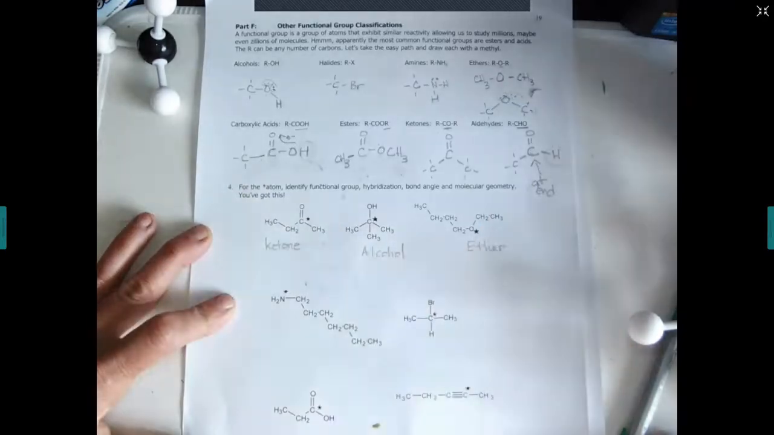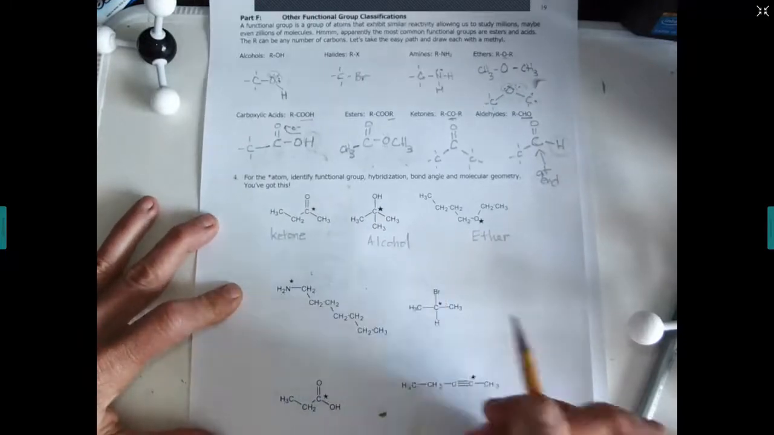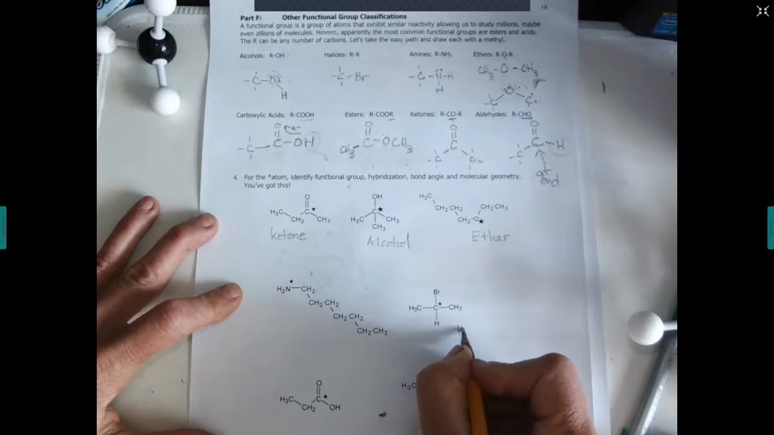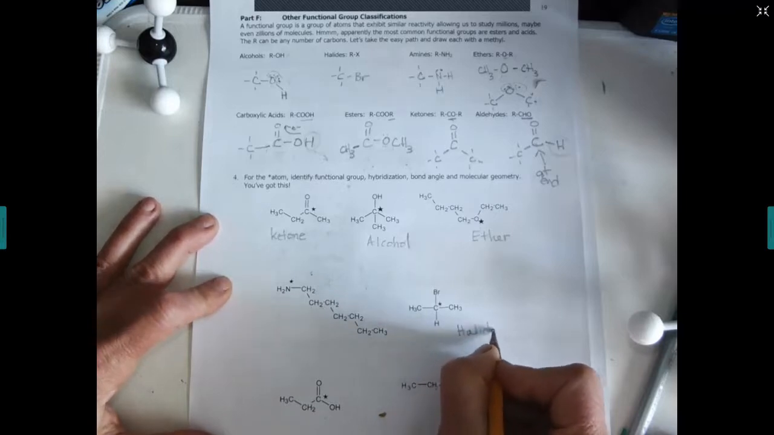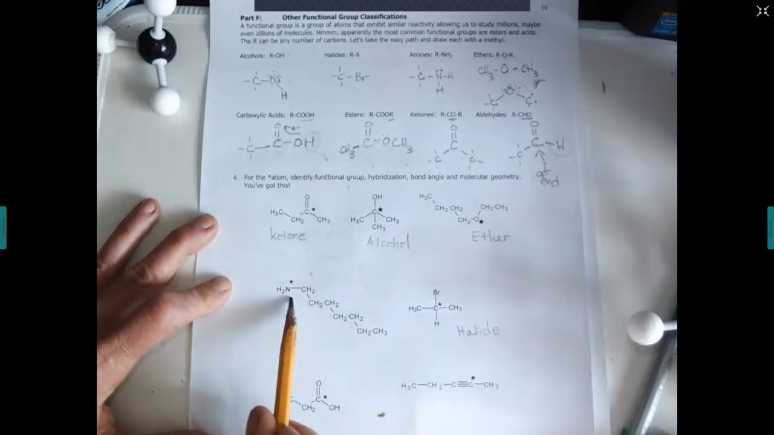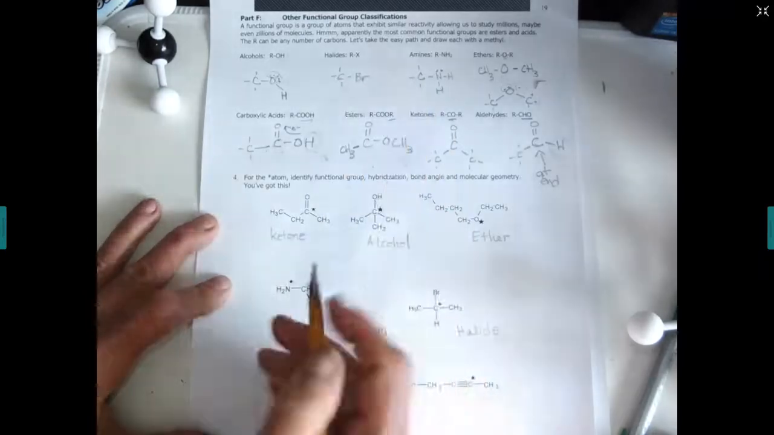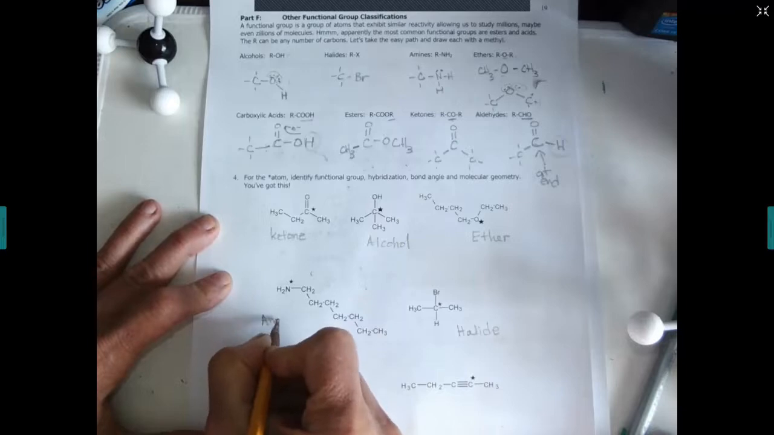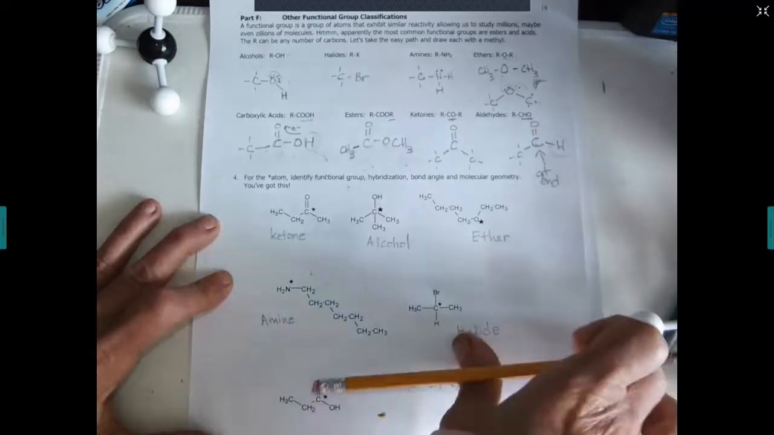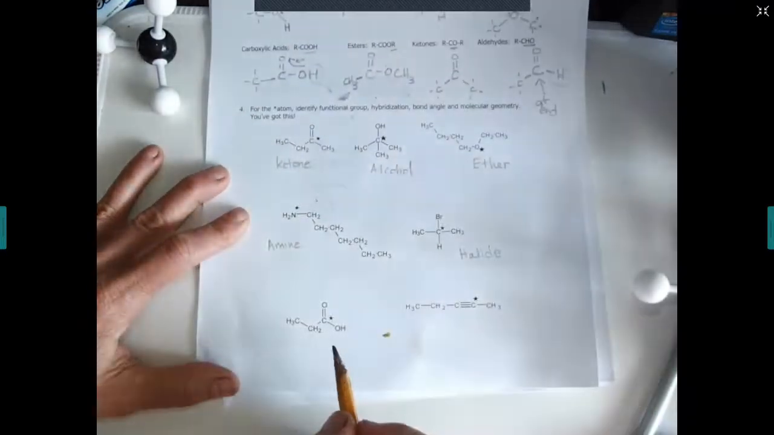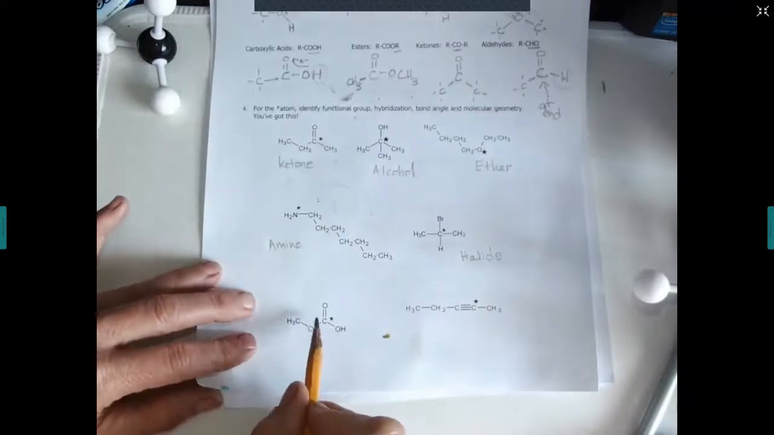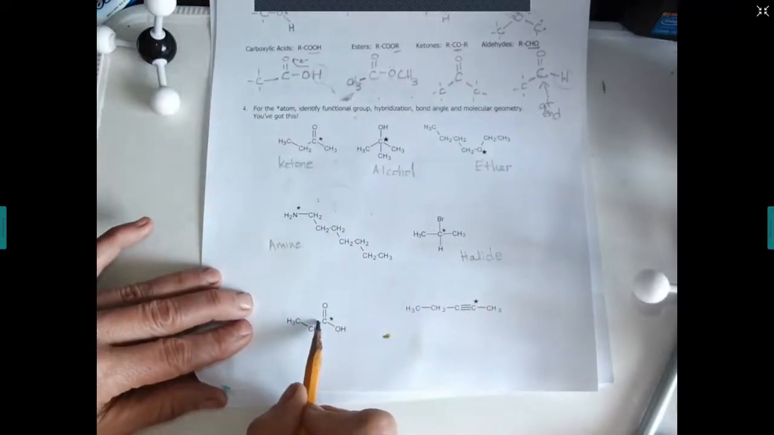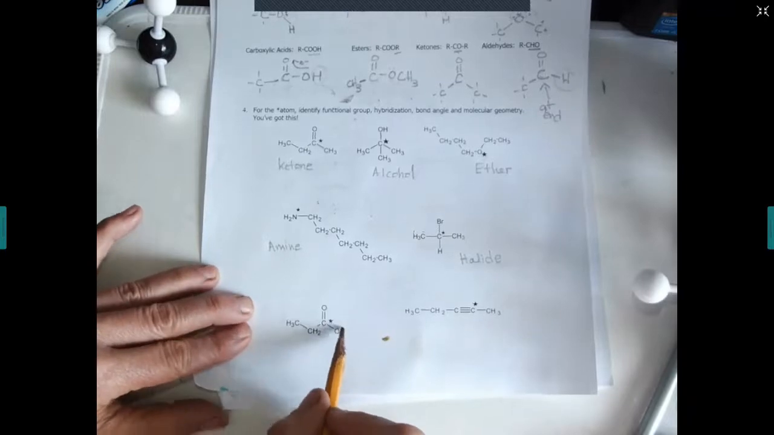So again, did you stop the video and try this on your own to see if you could do it? Right down here, we have bromine. That's one of the halogens. So this is a halide. Nitrogen, that is an amino group, so we call it an amine. If you say amino, I'm perfectly fine with that. All right. And down here, we have an OH, and we have a double bonded O. It is not a ketone and an alcohol because they're on the same carbon.